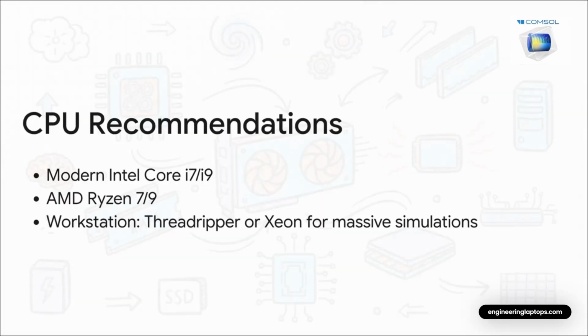So what does that look like in the real world? Well, for most of you, a modern Intel Core i7 or i9 or an AMD Ryzen 7 or 9 is going to be fantastic. Now, if you're running absolutely massive, industrial-scale simulations, that's when it makes sense to step up to the big guns like a Threadripper or a Xeon chip.